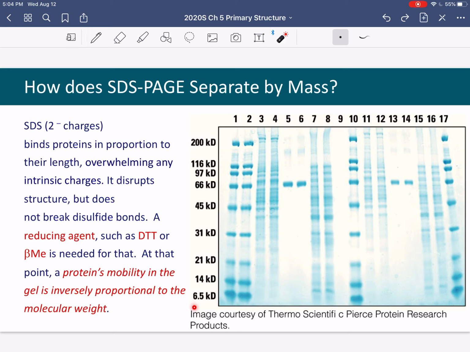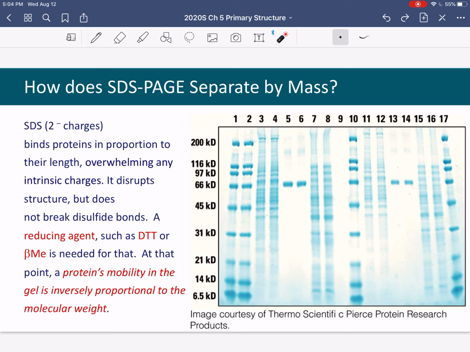See how the 6.5 kilodalton molecular weight marker is near the bottom, and then the 14, 21, and so on get larger and larger as you go up. And the larger proteins, like this 200 kilodalton molecular weight standard, is near the top of the gel. And it's because of friction that these separate based on size, not charge.